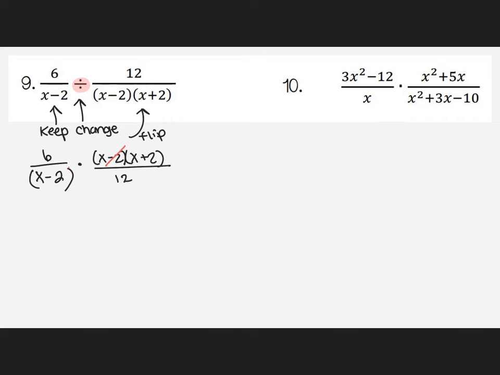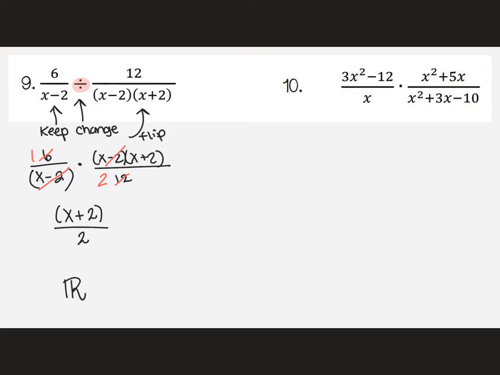So x minus 2 and x minus 2 cancel. 6/12 is really 1/2. When I write the remaining factors, I have x plus 2 over 2. Looking at the denominator, there's nothing that would make this 0, so the domain is all real numbers.